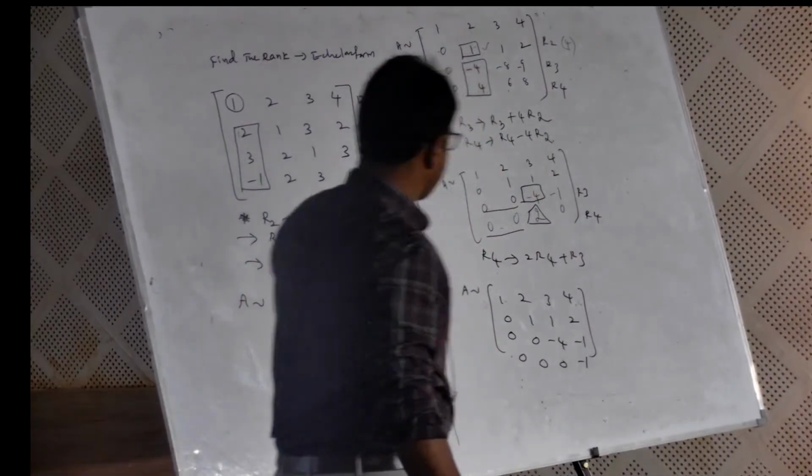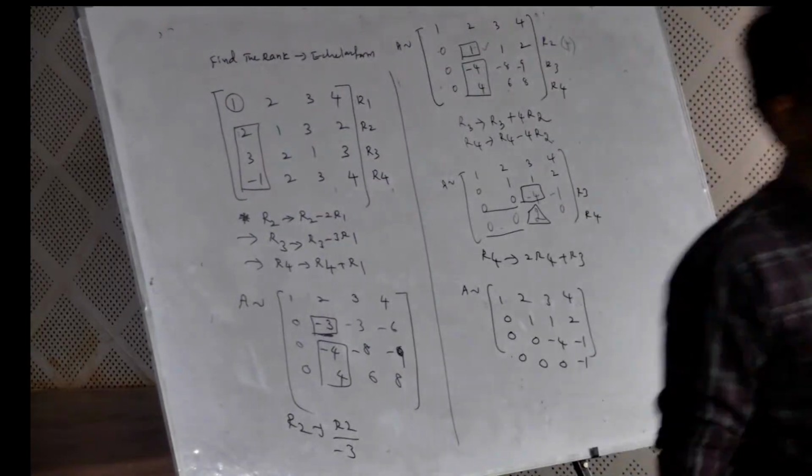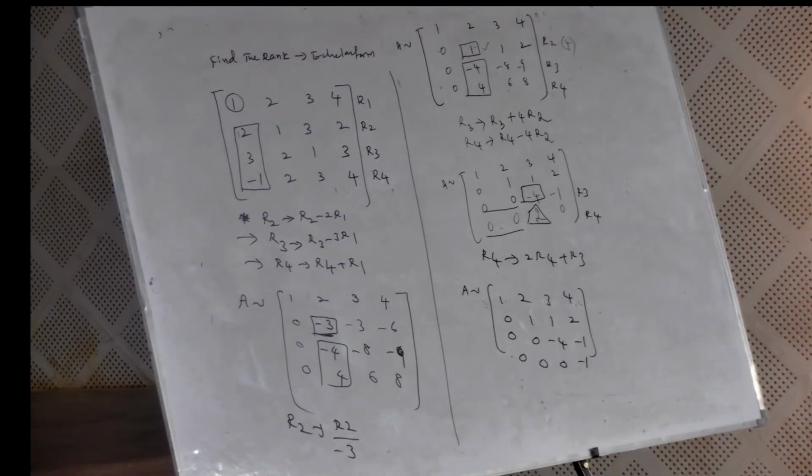Minus 1. What is the rank? 4, not 3. What you are getting? 4A. And the rank is unique. If you are getting 3, either you are doing wrong or I am doing wrong. That's it. Someone has made a mistake. That will not vary from person to person.